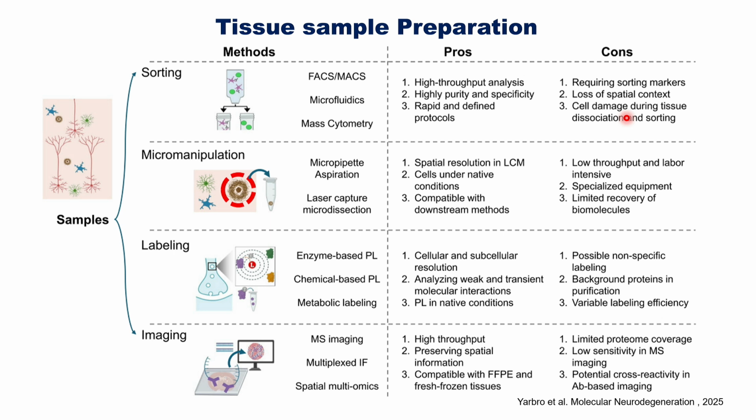Then the most interesting thing is mass cytometry. Anybody has heard about mass cytometry? So mass cytometry is like FACS, but in that case we do not use fluorescent labeled antibody, we use metal tagged antibodies, and that's it. This is the only difference between mass cytometry and flow cytometry.